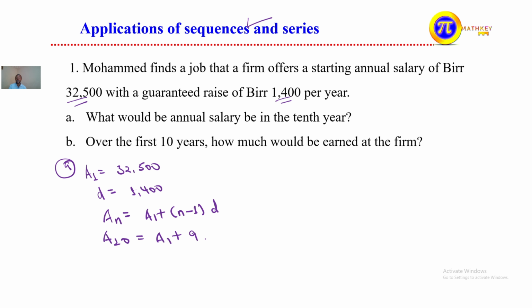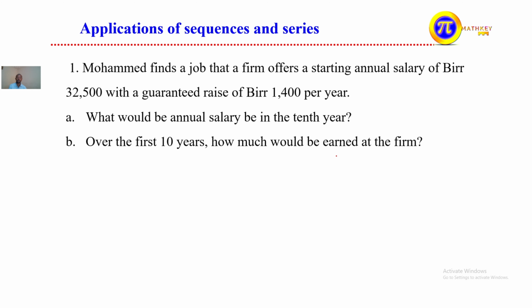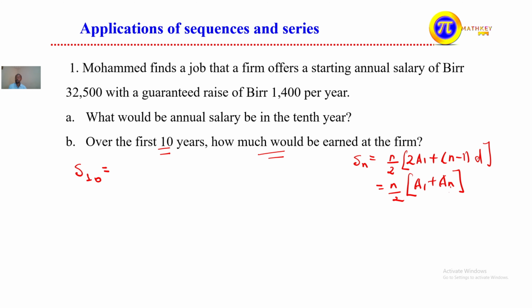Similarly, over the first 10 years, how much would be earned at the firm? That means the total of the salaries over the 10 years. The sum of the first n terms is n over 2 times (twice A1 plus (n minus 1) times d), or equivalently n over 2 times (A1 plus the nth term) if the first and nth terms are known.